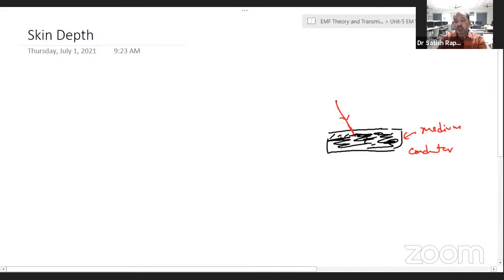Up to some extent it can penetrate through the media. Up to what extent it penetrates, that depth is called the skin depth, or it is also called the depth of penetration.